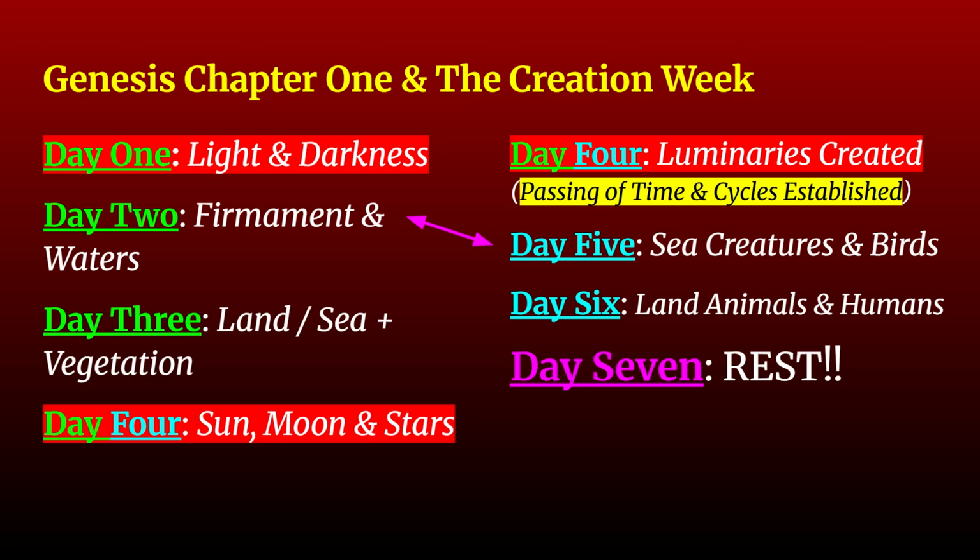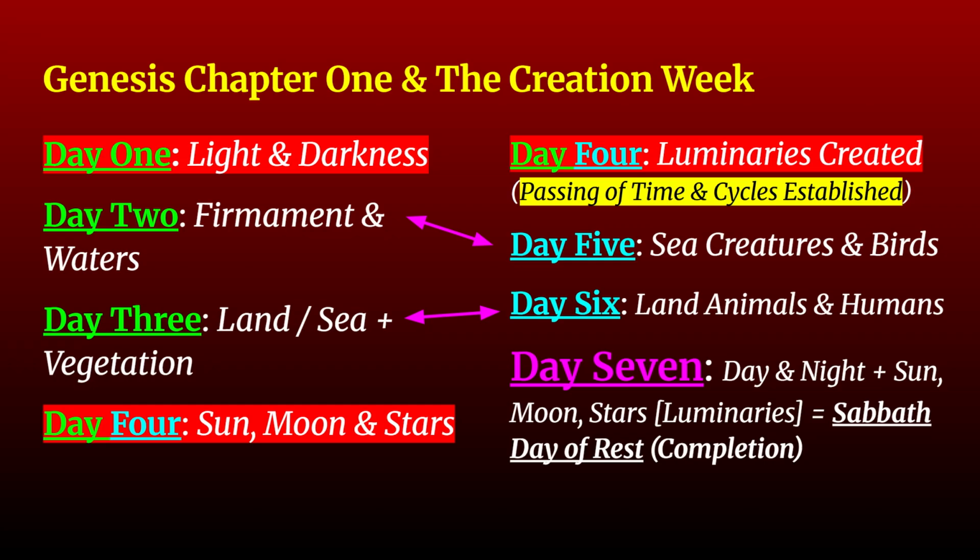And of course, on day 3 and day 6, he creates the land and the sea, and he creates the land animals and humans. And so you notice that 2 and 5, 3 and 6 almost have a connection, because he's first creating on day 2 the location, and then on day 5 he's filling that location with creatures and life. On day 3 he's creating the land and the sea, and then on day 6 he's filling it with life. And of course, day 7, rest.